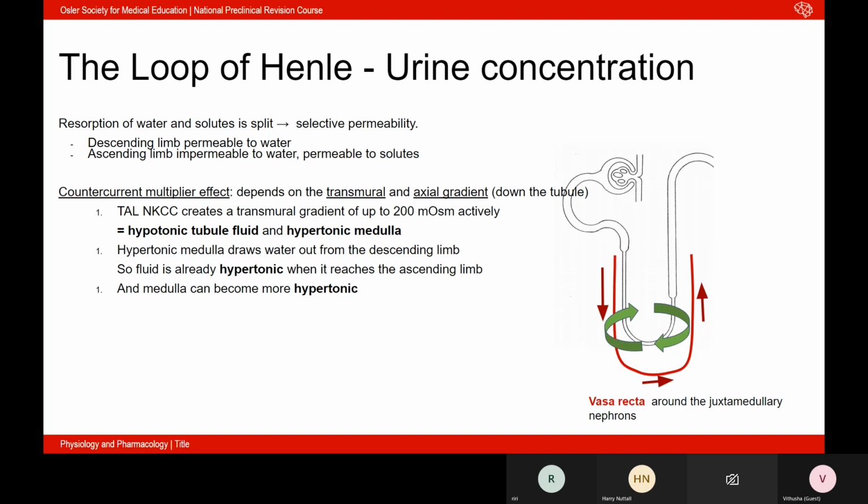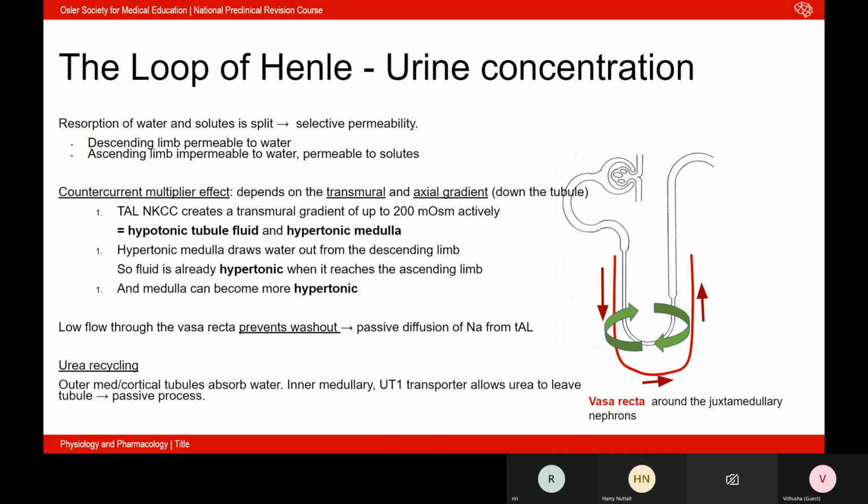And that means that the medulla can become more hypertonic, because there are many solutes within the tubule, which can exit through the NKCC. And so here's where the vasa recta fits in. It maintains the gradient which has been established, so it doesn't wash out all the solutes that have been accumulated in the medulla. And what contributes to the medullary gradient is the urea, which is absorbed through a passive process. And there are UT1 transporters in the inner medullary areas specifically, which allow for the urea, which hasn't left the tubule yet, to follow the gradient.